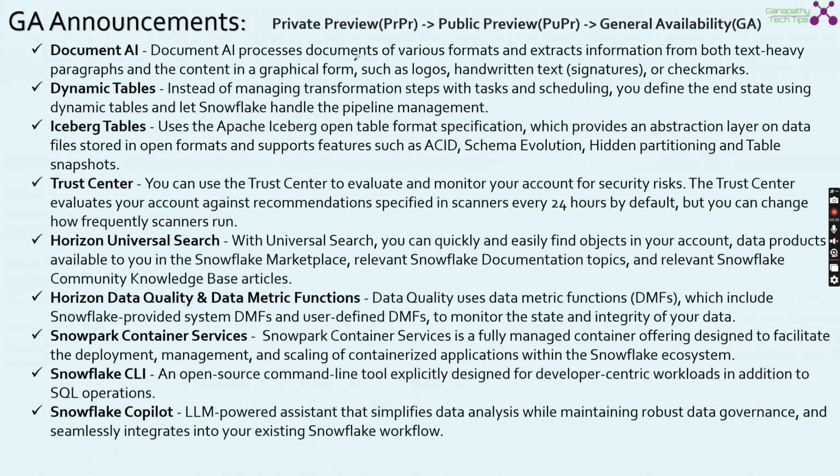Snowflake Copilot is going GA. Another good feature, Copilot. If you are already aware of GitHub Copilot, it is AI pair programming, meaning you can get programming output or answers for your program using the English language as input. That is an interface which is very helpful for people to pair program with the help of large language models. Snowflake's version of it is called Snowflake Copilot, which is the LLM-powered assistant that simplifies data analysis while maintaining robust data governance and seamlessly integrates into your existing Snowflake workflows.